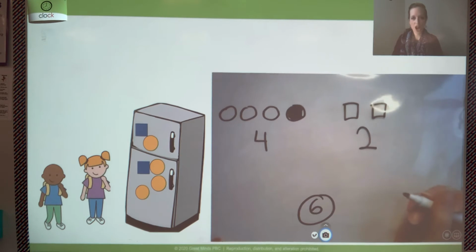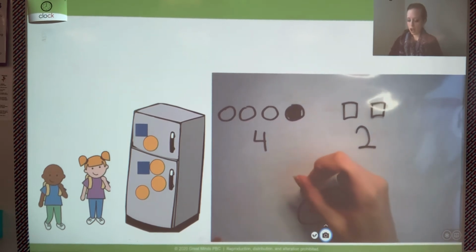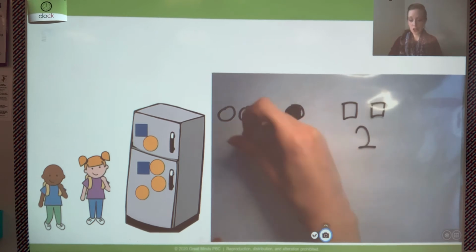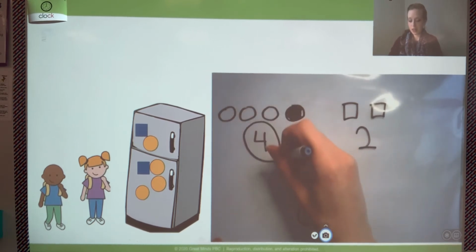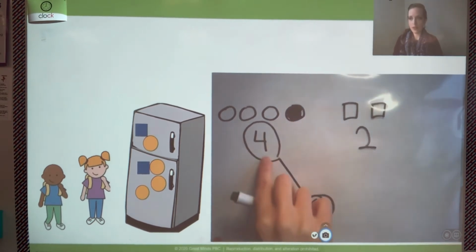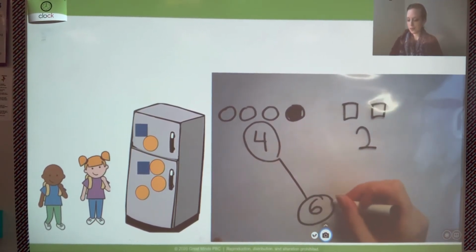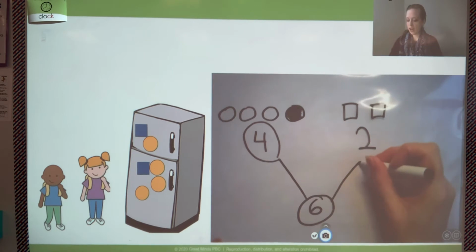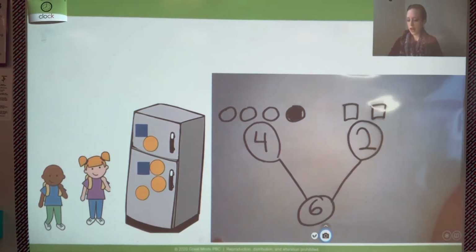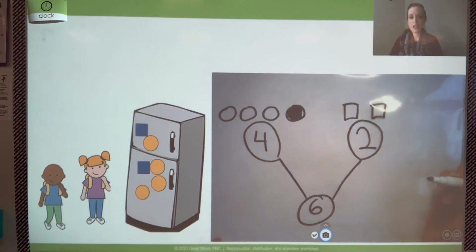Now, let's draw our parts. I'll draw 1 arm, and let's circle the 4, because 4 is one of our parts. Now let's draw the other arm for a number bond and circle around the 2, because 2 is our other part.